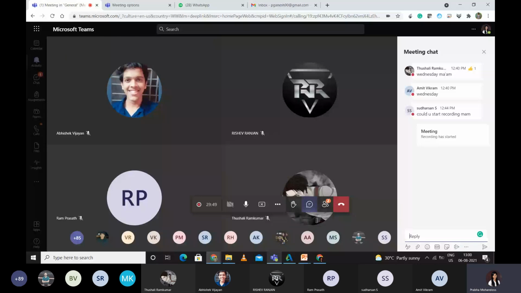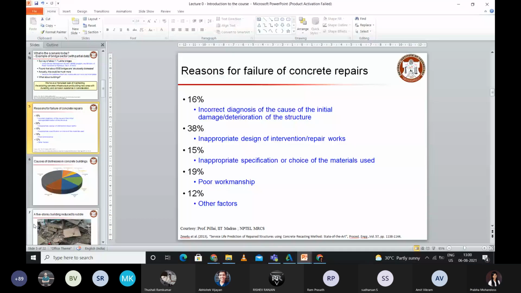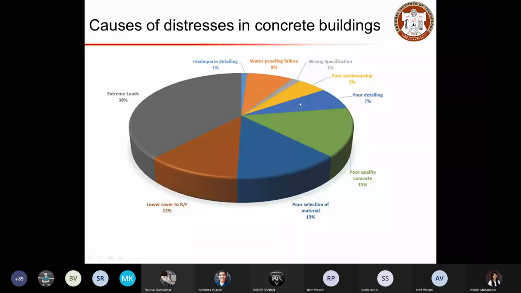So you can see the first reason. The significant causes would be extreme load conditions, and then poor material selection, which will affect the performance, and then the quality of concrete that you use. That comes under the inappropriate mix design that you use. So the poor quality of concrete accounts for about 15 percent.